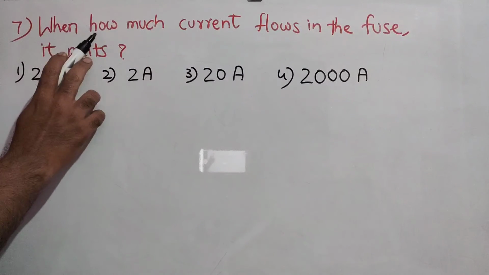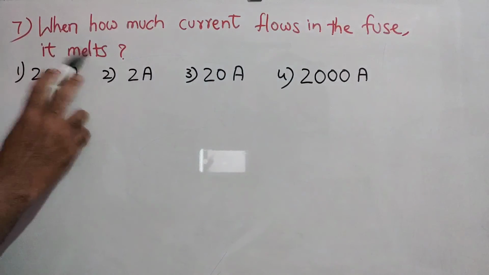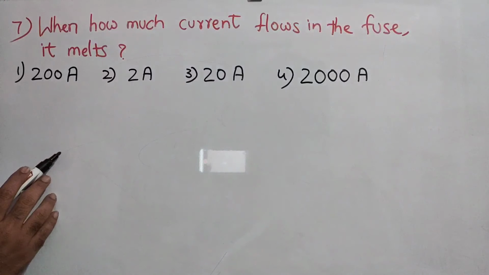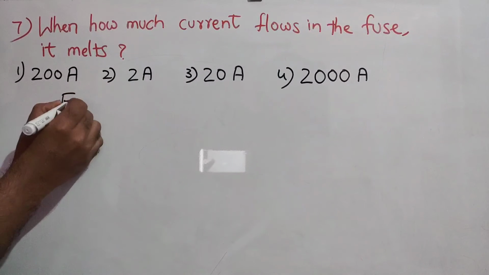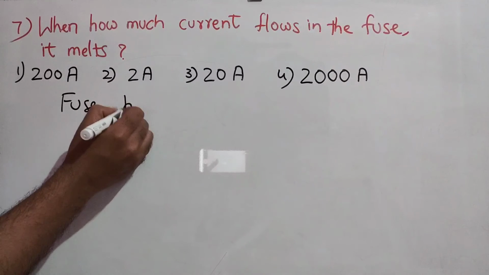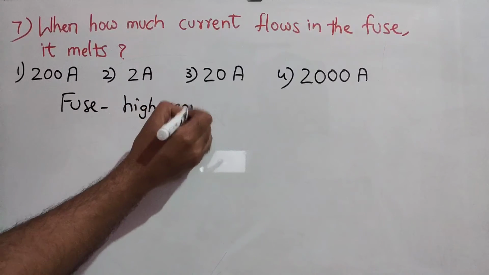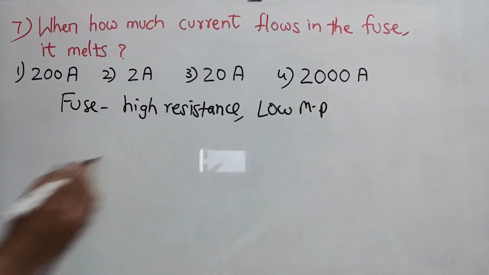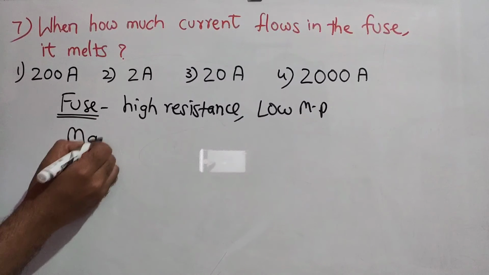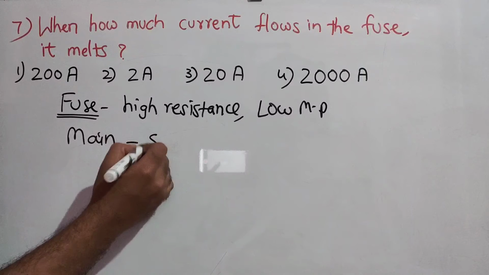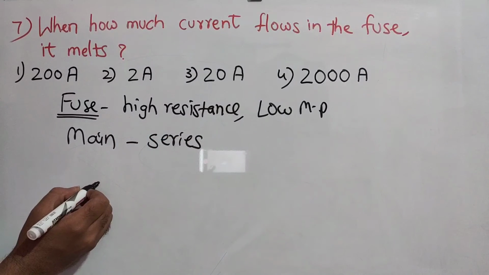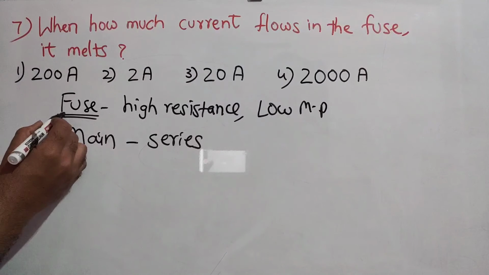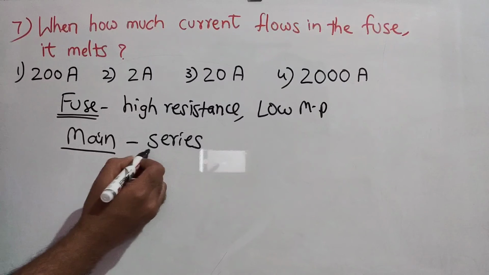Next question is: how much current flows in the fuse when it melts: 200 amperes, 2 amperes, 20 amperes, 2000 amperes. So let us see first what a fuse is. A fuse is a thin wire of high resistance and low melting point. A fuse is connected to the mains, and that too in series connection, whereas household wiring is connected in parallel connection.